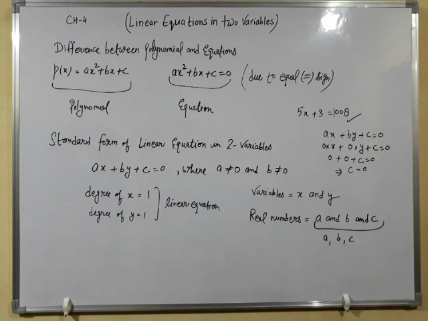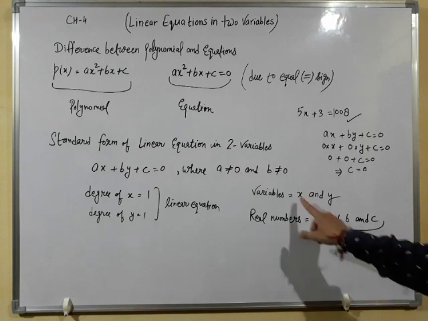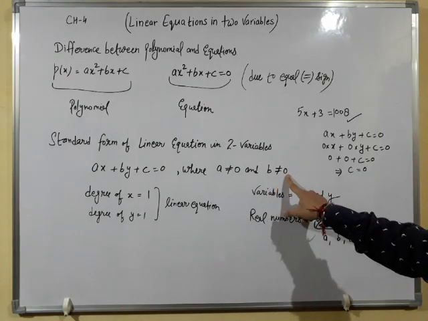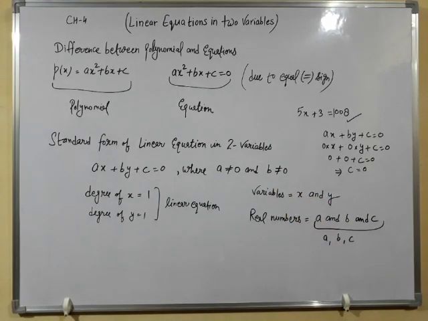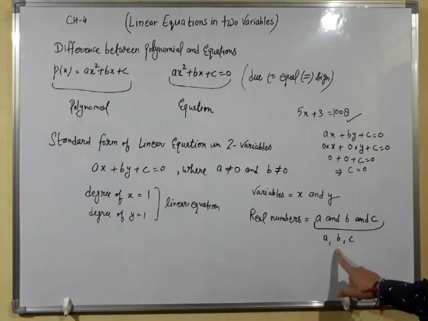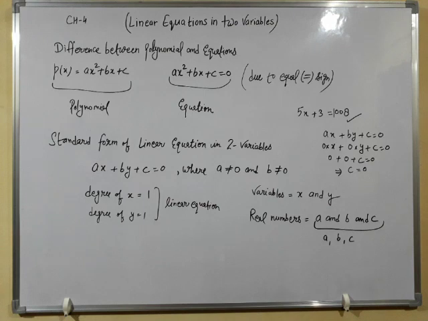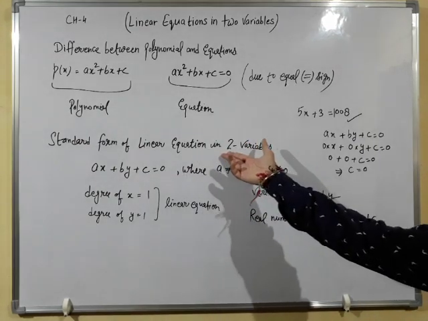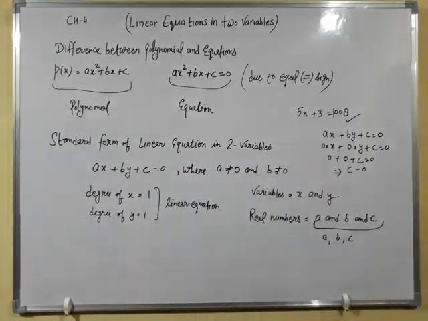c can be equal to 0, but a and b cannot be equal to 0, and 0 is a whole number. So a, b and c can be integers. a, b and c can be rational numbers. So that's all for the linear equation in two variables.